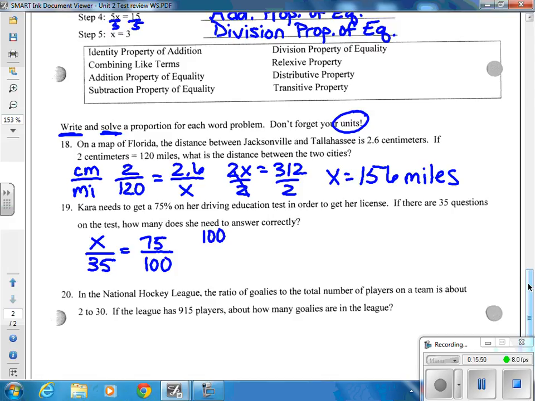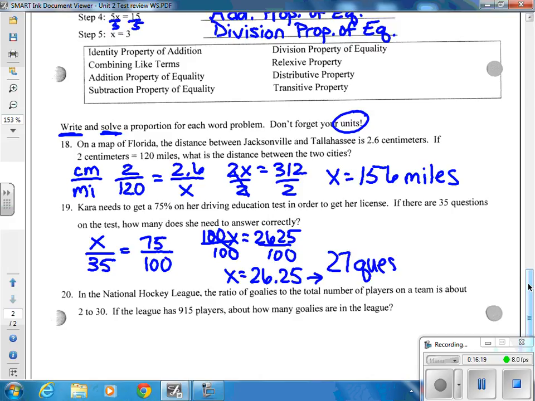Cross multiply, you have 100x equals 2,625. Divide by 100, and you get x equals 26.25. Now here's where common sense comes into play. You can't have 0.25 of a question. You either get it right or you get it wrong. So in order for her to safely pass this test, she can't just answer 26 because she technically hasn't gotten past the score. She needs to round it up, and she needs to safely get 27 questions right, or she is not going to pass that test. Right? Being just under the cut score is not enough to pass. You have to be over the cut score or right at it, right? So the correct answer is 27 questions based on that decimal.